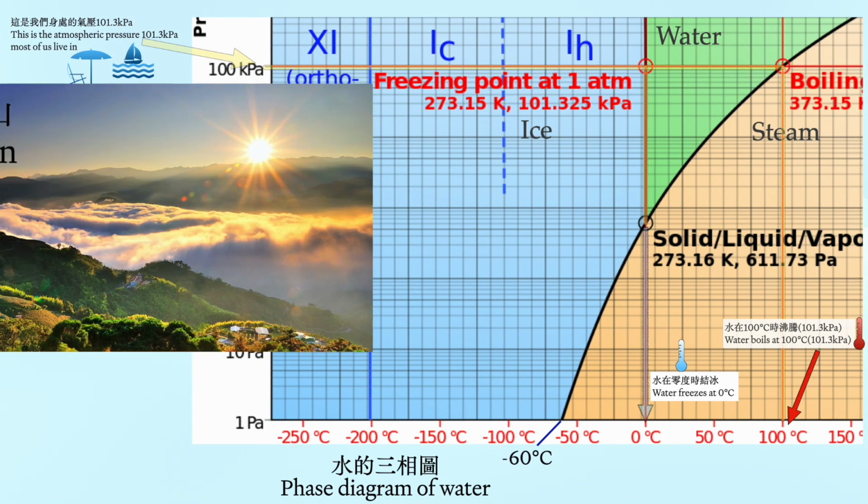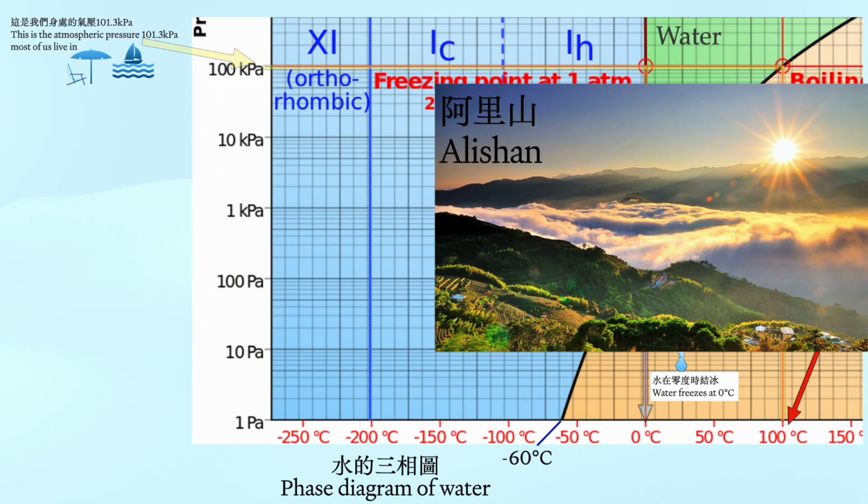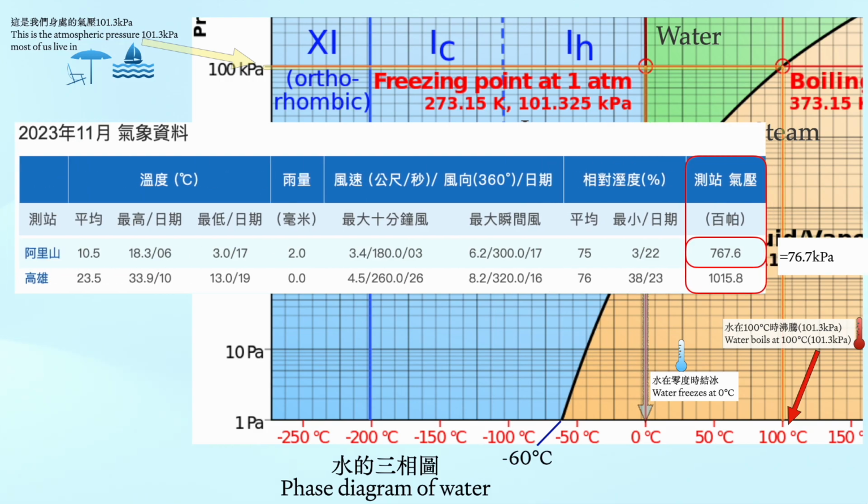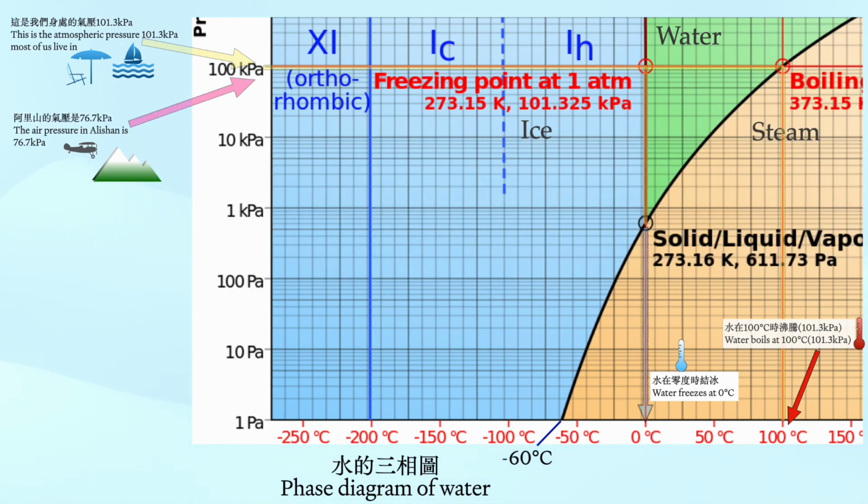If we come to our destination at a higher altitude, air pressure drops to 76.7 kPa. Each line in this kind of logarithmic table is a multiple of 10.